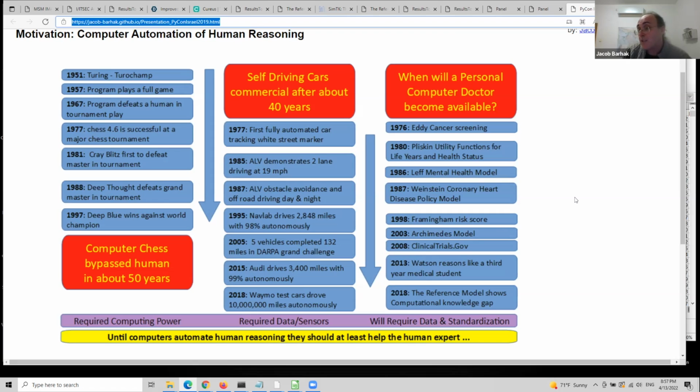If I'm successful in doing this, or at least get close, then we may at one point have computer doctors all the time. The question is, how long will it take?